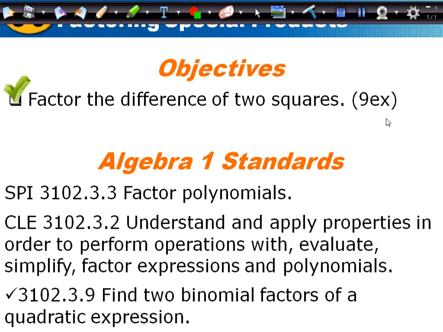Alright, so our objective for today was to factor the difference of two squares, or the difference of perfect squares. And so now you should be able to do that. So that is our objective for the day, and this is the end of your video.